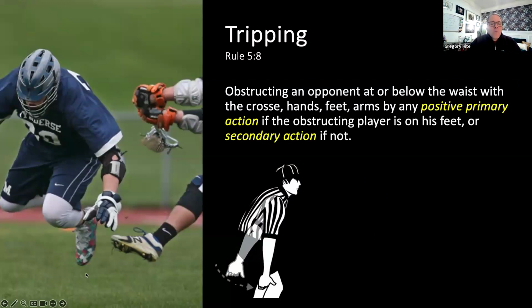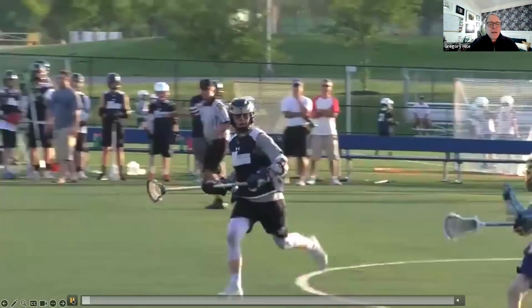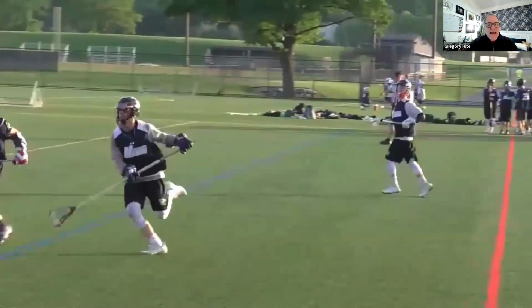So let me tell you what tripping is. It's one of those things where you kind of know it when you see it, right? We're talking about safety fouls right now. So what we're really talking about is the big stumble, right? And we're talking about at or below the waist with the cross, hands, feet, or arms. Okay. Or if you're on the ground, are you leg whipping him or doing one of these things. So let me show you a pretty clear example of what definitely tripping is.